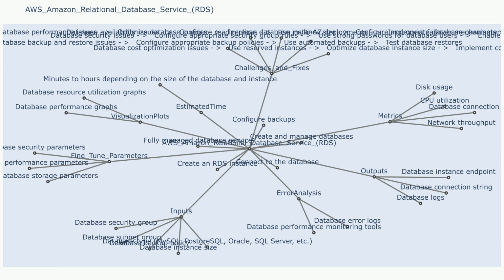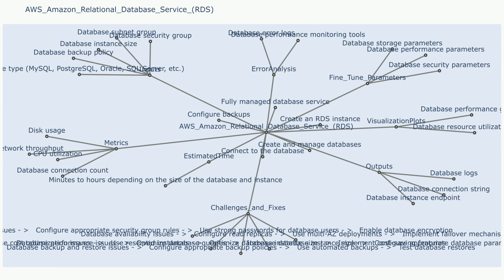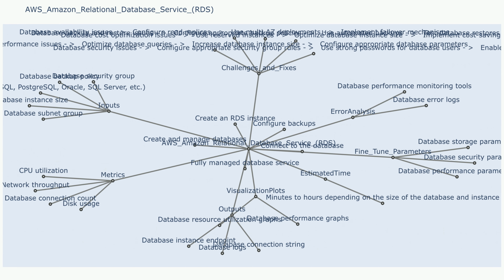Name: security group. Purpose: to control inbound and outbound traffic for RDS instances. Explanation: security groups act like firewalls, defining which network traffic can reach an RDS instance. This is essential for controlling access to the database and protecting it from unauthorized connections.